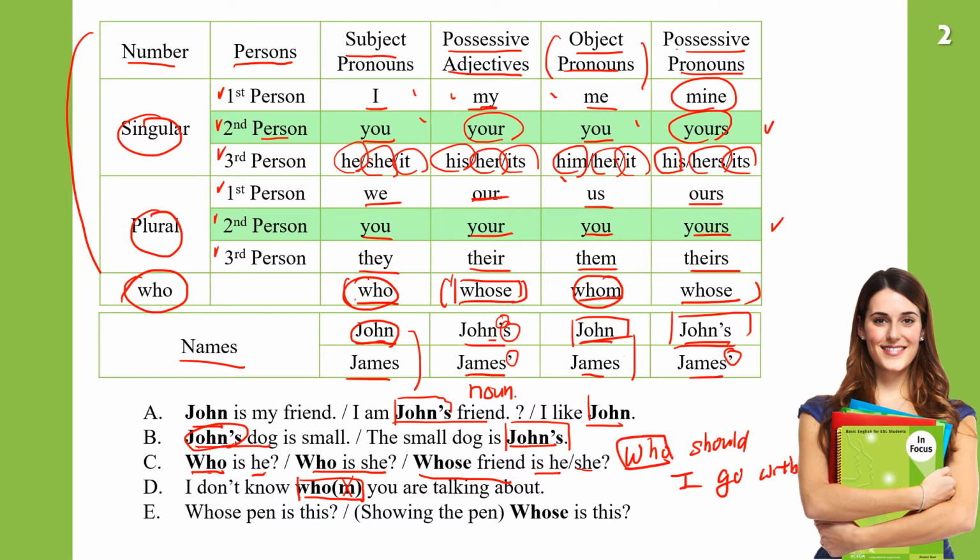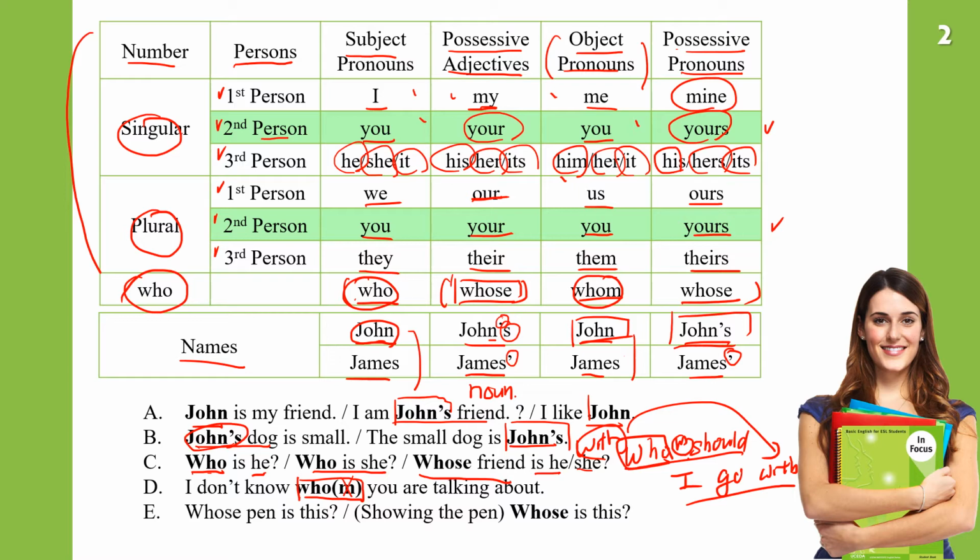Actually, this one, whom should I go with? With whom is the right sentence, but in English, they prefer not to put objective whom in the front. So they move the preposition to the end and then they drop the m. So they say, who should I go with? But actually, originally, it is with whom should I go?